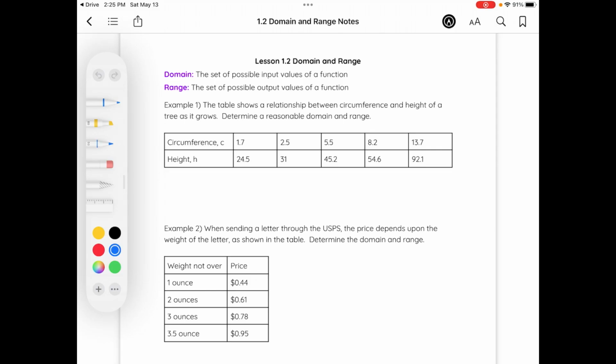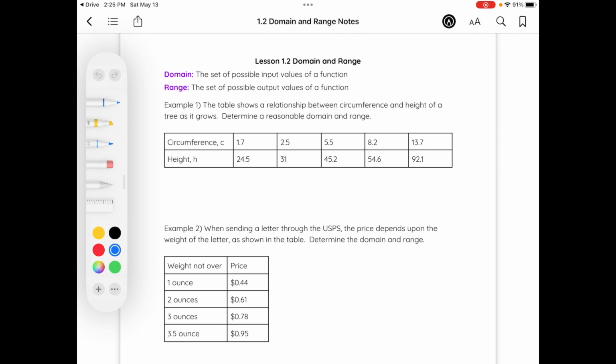Today's lesson, we are going to cover domain and range of a function by looking at the table of values, using some common sense, as well as looking at graphs and equations to find the domain. The table below shows a relationship between circumference and height of a tree as it grows. Determine a reasonable domain and range.